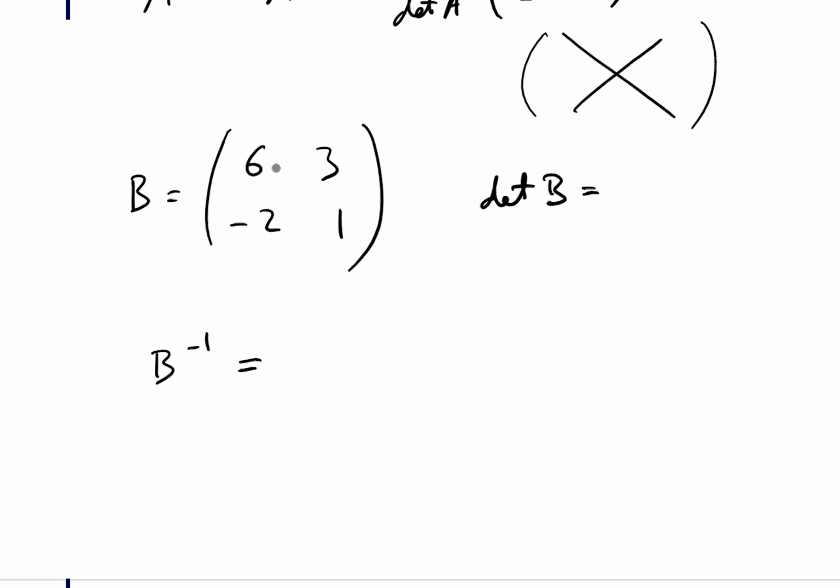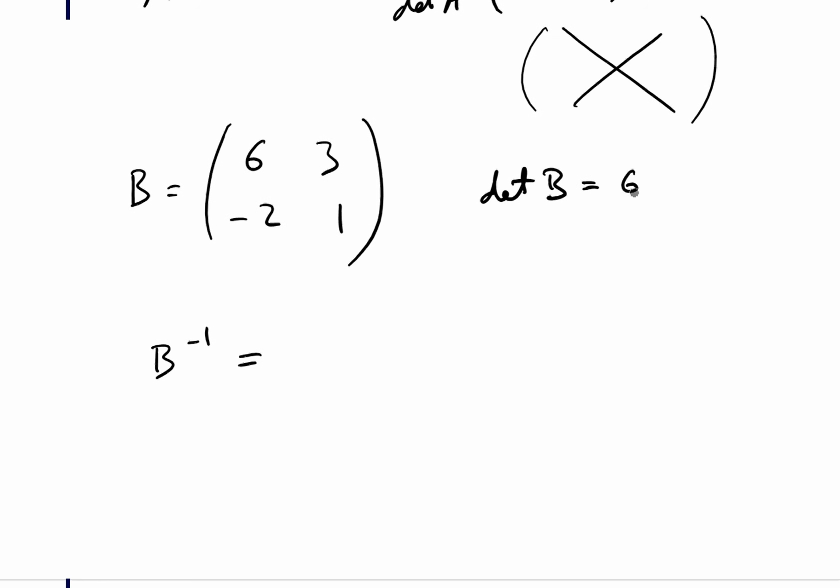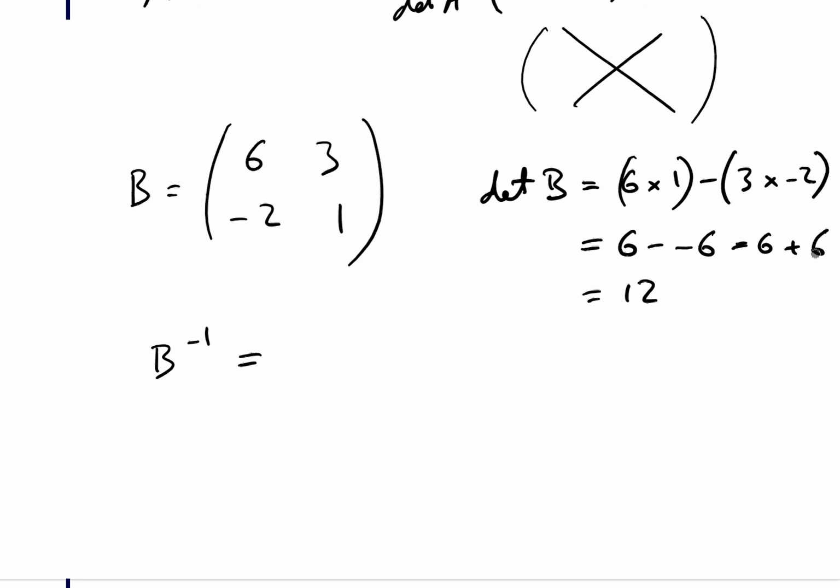So the determinant of this matrix is these two elements multiplied together. So it's 6 times 1, subtract these elements multiplied together. So 3 multiplied by minus 2. Okay, so 6 multiplied by 1 is 6, minus 3 multiplied by minus 2, well that's going to be minus 6, double negative, it's going to come out as 6 plus 6, which is 12. So the inverse is going to have 1 over the determinant of this matrix, and the determinant of this matrix is 12.